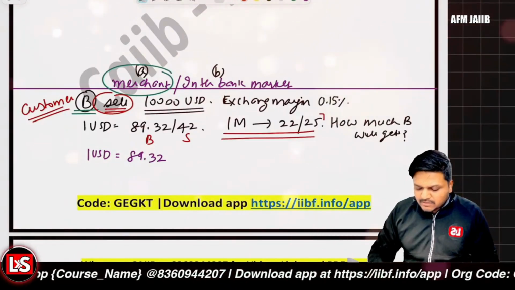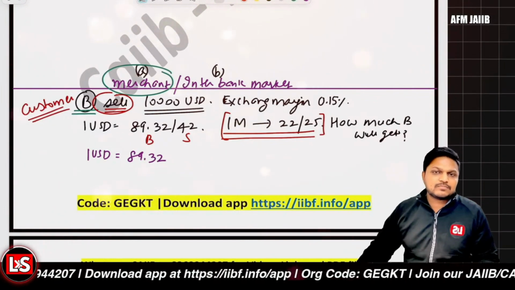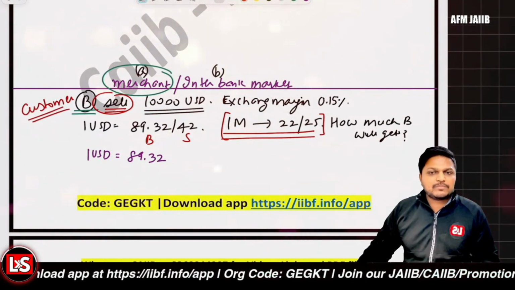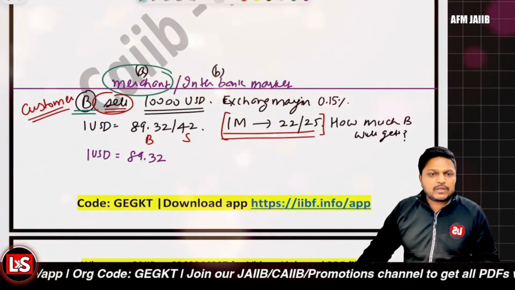Are these forward points to be considered? Yes or no? Any idea? Any guess related to it?